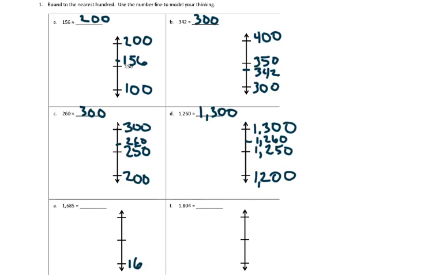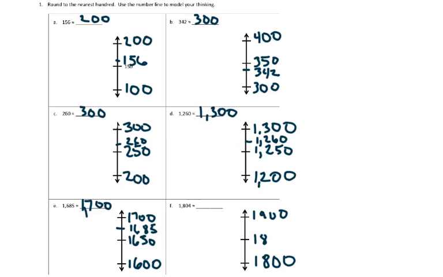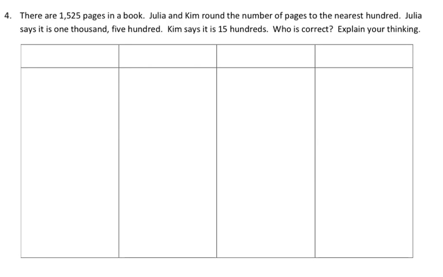1,685 is between 1,600 and 1,700. The midpoint is 1,650, and 1,685 is above that, so it's closer to 1,700. For F, 1,804 is between 1,800 and 1,900. The midpoint is 1,850. 1,804 is below that, so it's closer to 1,800. Okay? All right, now we're going to do question number 4.